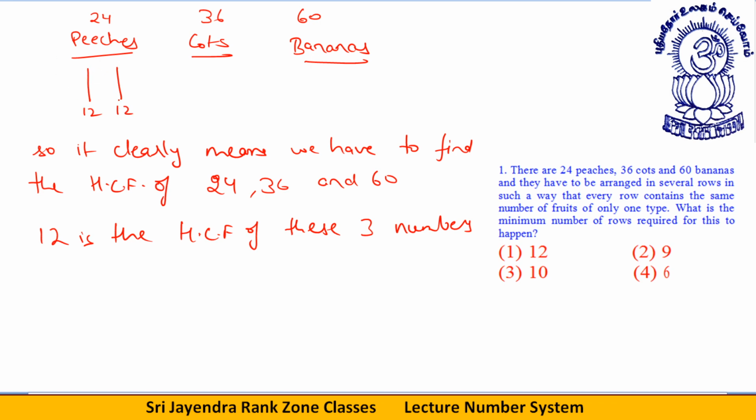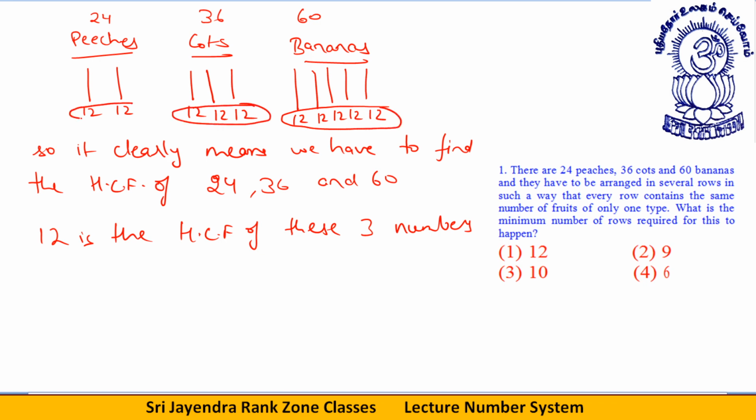Now look, if I arrange 12 over here, 12 over here, what do I get? I get two rows with 12. I again arrange 12, 12, 12. I again arrange 12, 12, 12. So what do I have? What is the minimum number of rows required for this to happen? So therefore 9 rows are required.